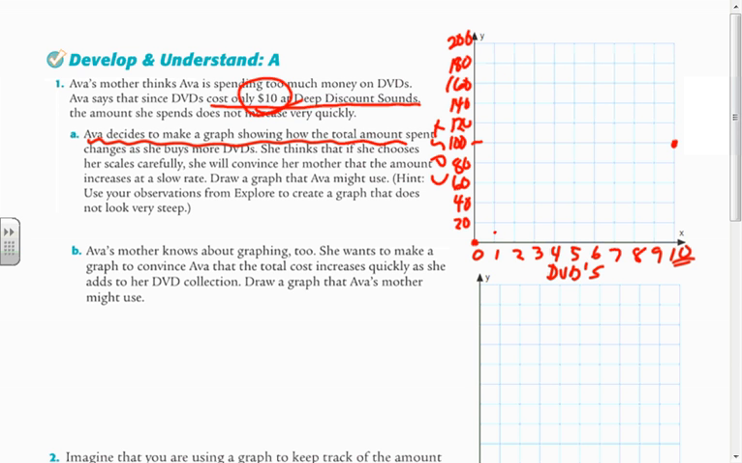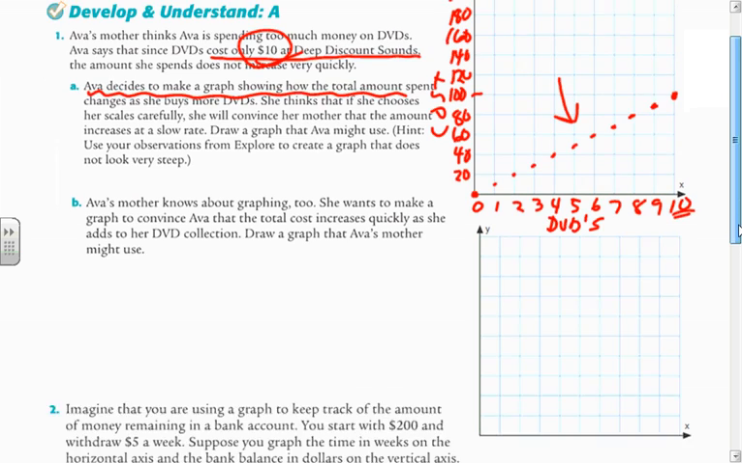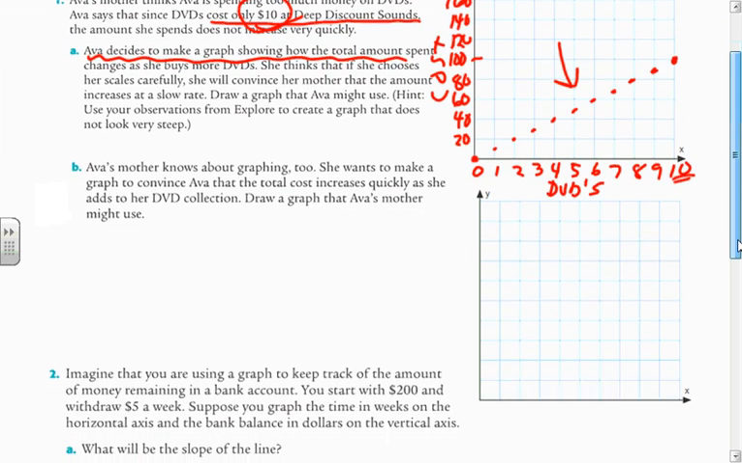So 1 DVD is 10, 2 is 20, 3 is 30, and so on. And so here are the dots I get. Now these I wouldn't connect because you can't buy half a DVD. So I would just draw it like that. But then if I was Ava, I would say, hey Mom, look at this. It's not going up that fast. It's a pretty flat line, you know. I'm not spending that much.